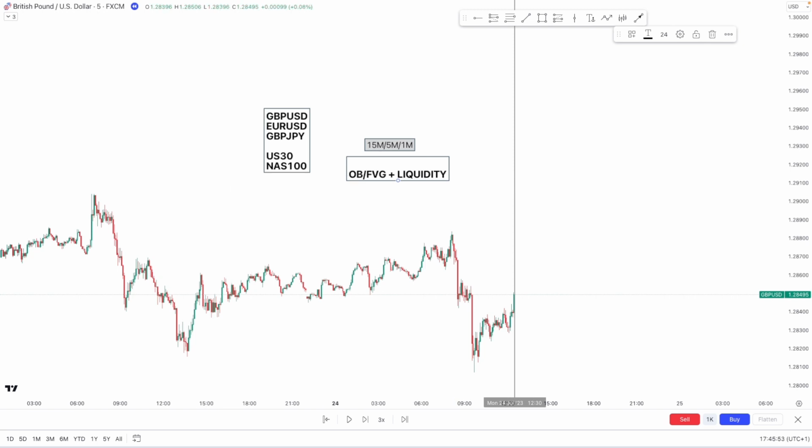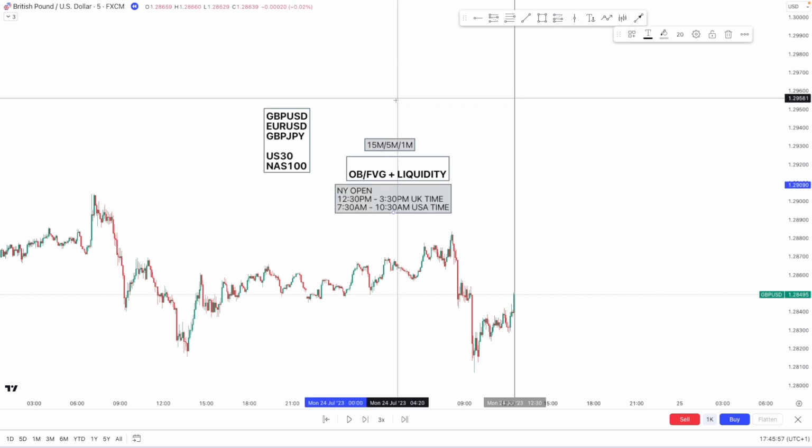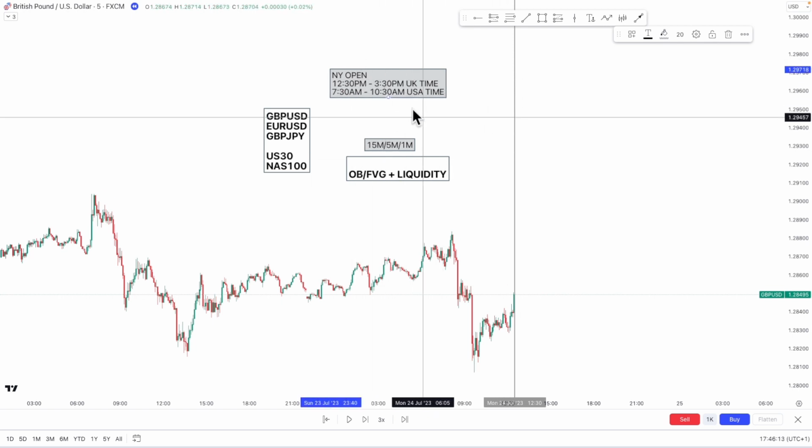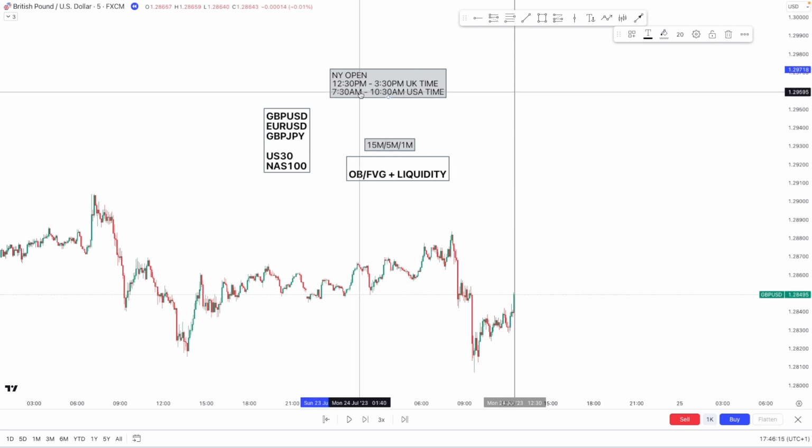So the next thing we need after this is the timings that you're going to trade this. Here are just some of the timings. As you can see, we're going to trade this on the New York Open, which is at 12:30 p.m. This is not the New York Open. This is 30 minutes before the New York Open. However, we're going to trade it at 12:30 so you can get ready and position yourself for the market, all the way to 3:30 p.m. UK time. And if you're in New York, it's going to be 7:30 a.m. all the way to 10:30 a.m.